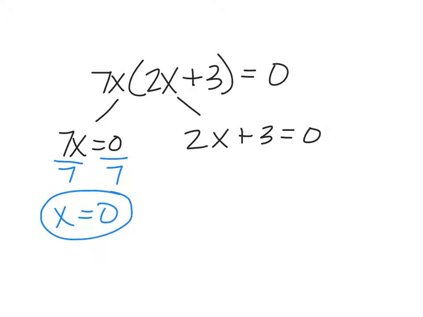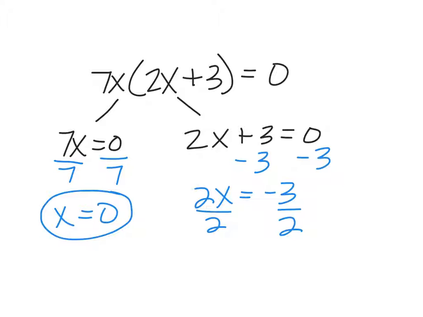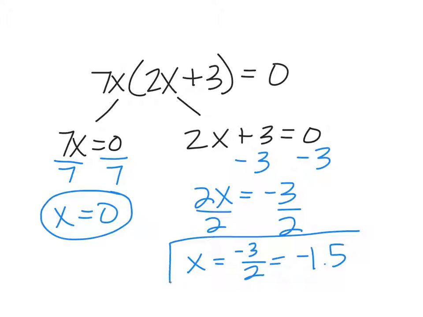On the other one here, remember always do addition or subtraction first. So subtract 3 from each side. 2x equals -3, and then divide both sides by 2. And again, you can leave it as a fraction or a decimal, doesn't matter. So you could say -3/2 or -1.5. But those are my two answers.